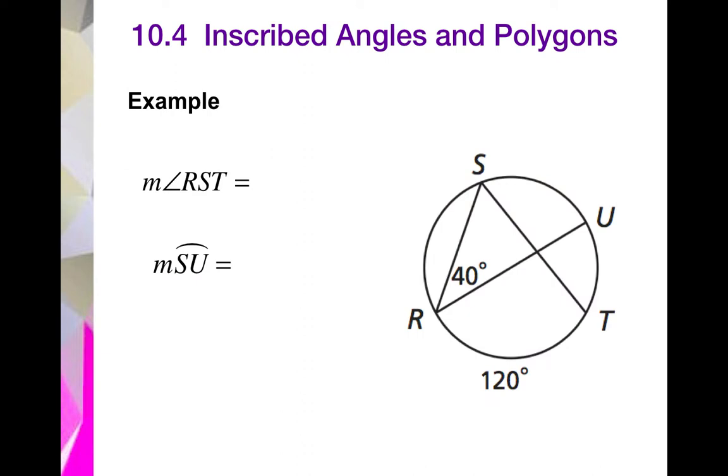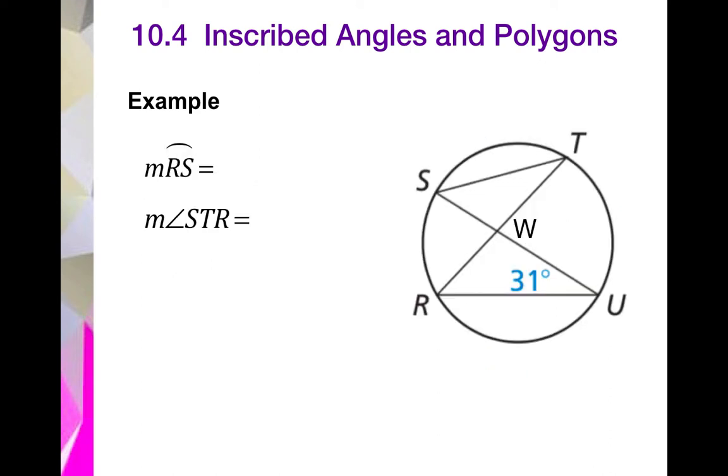Here we have a problem where RST, this angle here is intercepting this arc here. So when it intercepts this arc, that means that this angle here is going to be 1/2 of 120, or 60 degrees. SU, which is an arc, the inscribed angle is 40 degrees, therefore the intercepted arc is going to be twice that, or 80 degrees.